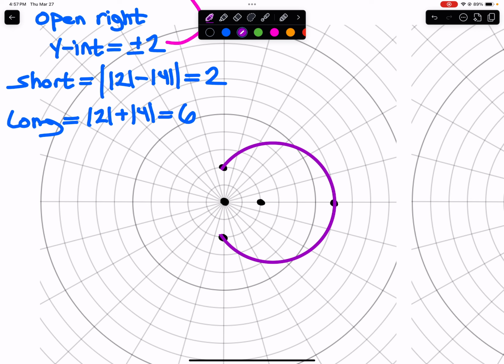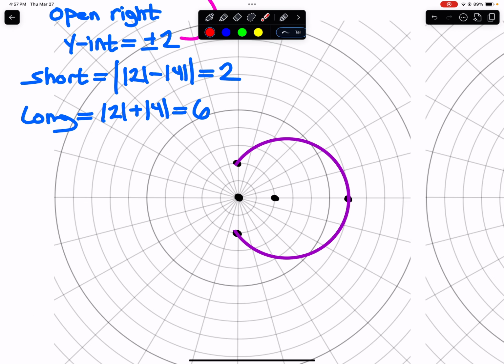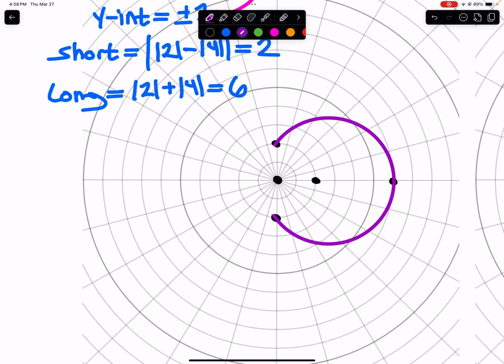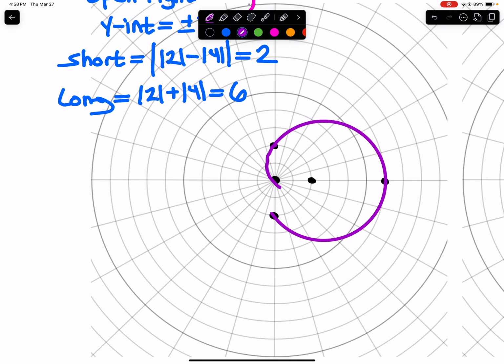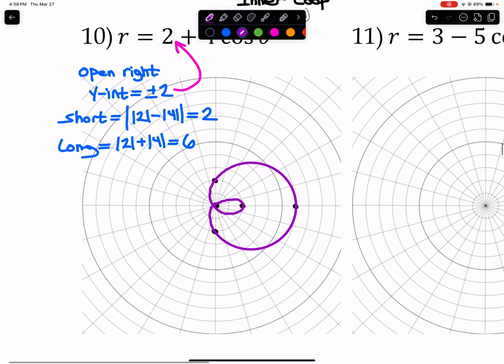And then I'm going to have to draw this next part by hand. It's going to come down, pass through the pole, loop around that point, pass through the pole again, and then connect back. So then we're going to draw down, pass through the pole, pass through the point, pass through the pole again, and then come down. And then this would be your limacon with the inner loop.